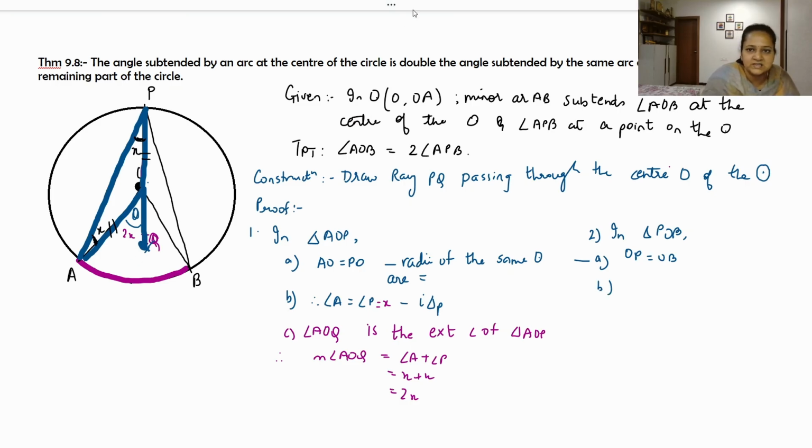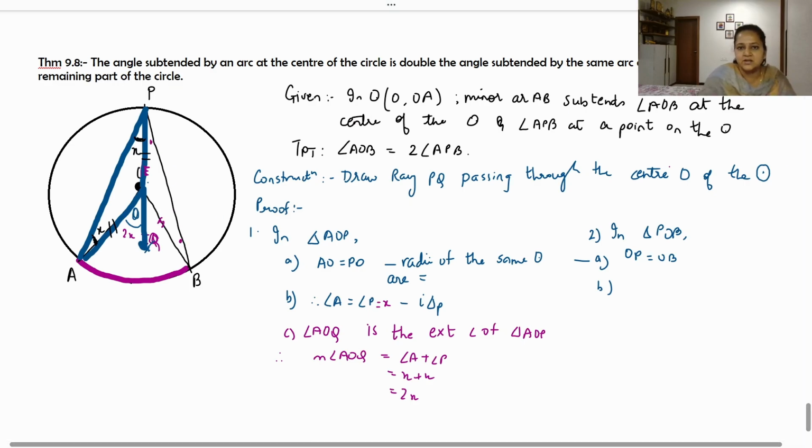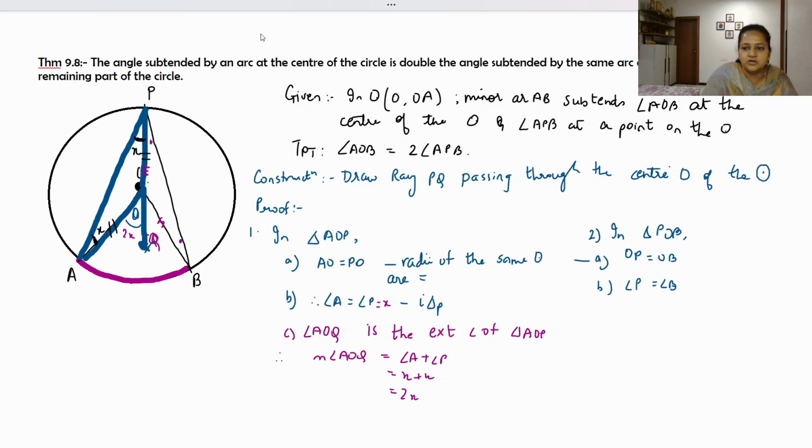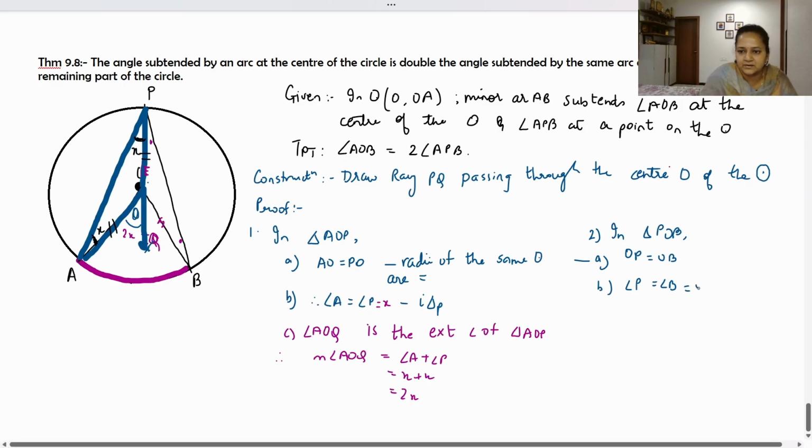Now, in that case, because we are saying these two sides are equal, it is an isosceles triangle and the base angles are going to be equal, children. Angle P is equal to angle B this time. So we'll write here angle P is equal to angle B. Let me call it Y.